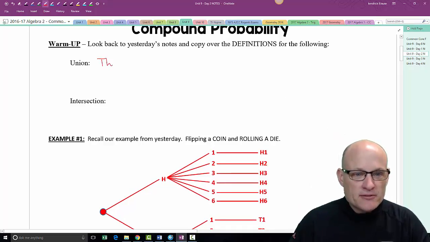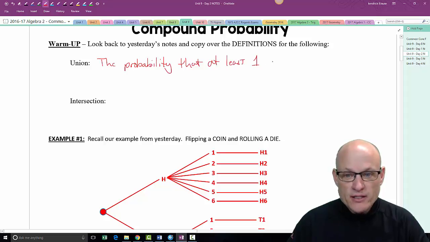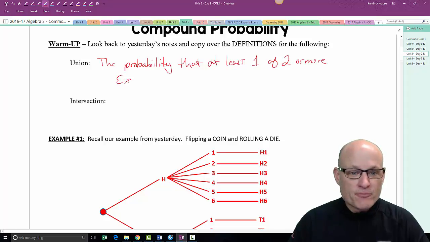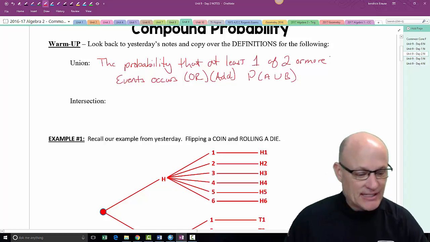It's the probability that at least one of 2 or more events occurs. Big things I want you to remember is it's or. We're going to add. The way you write it is the probability of A or B, that or symbol. Don't forget, we're adding. That is the union.